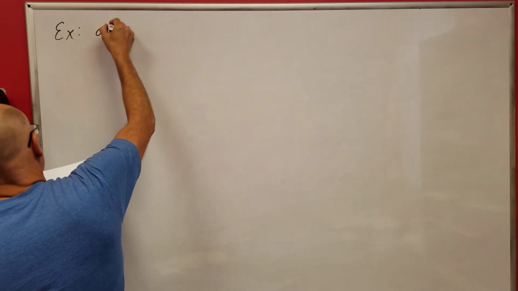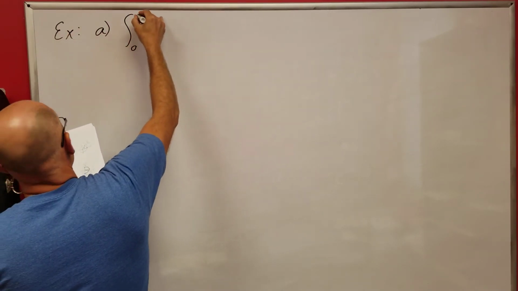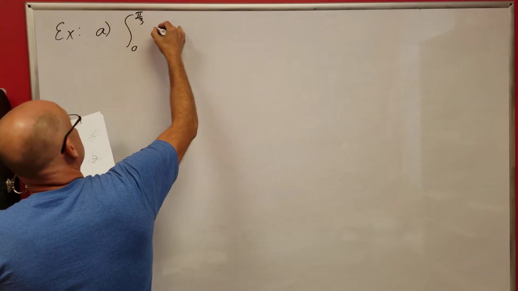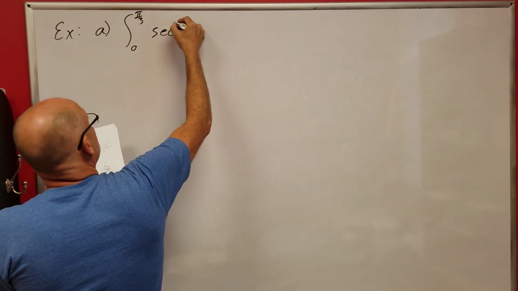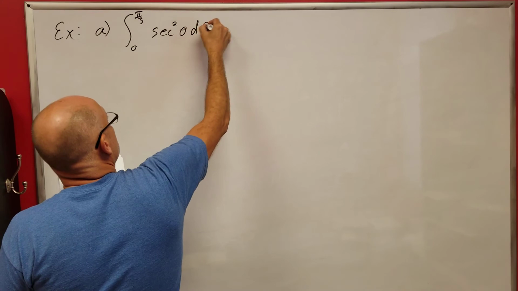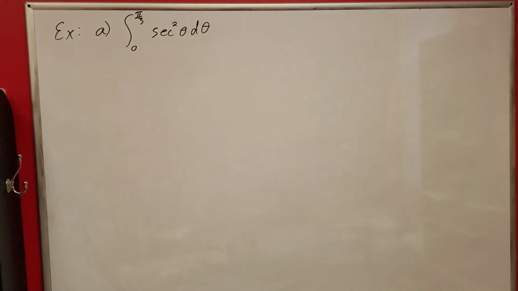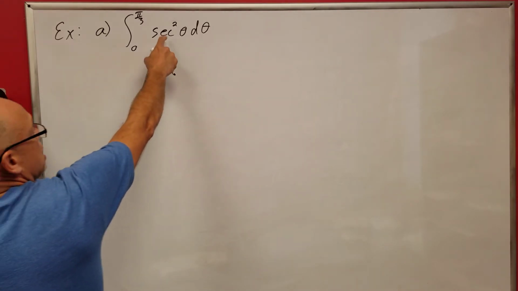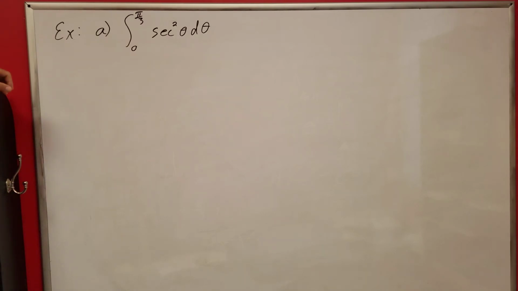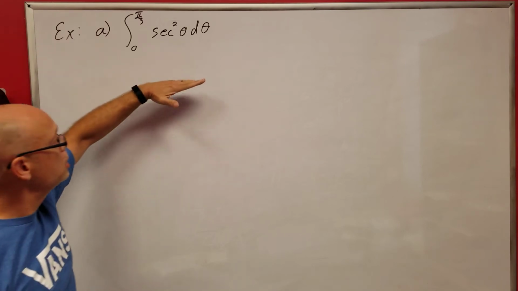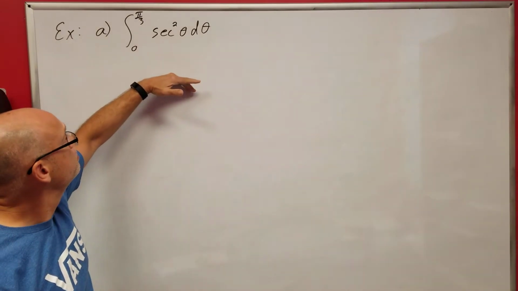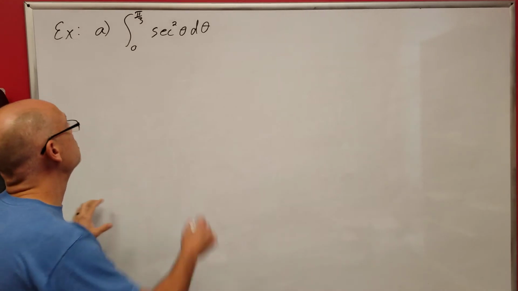Let's see what we have. For part A, we have the integral of 0 to pi over 3 of the secant of theta squared d theta. Oh, good old trig functions, right? Well, how are we going to do that? Well, let's take an antiderivative of this. What's the antiderivative of secant squared? Well, what you do is you think, what do I take the derivative of to give me secant squared?